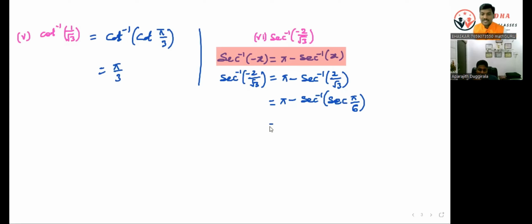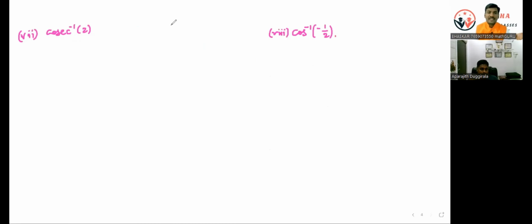Now this pi we write as it is. Secant inverse gets cancelled, so pi by 6. Take the LCM here. LCM is 6 into pi, that is 6 pi. 6 pi minus pi is equal to 5 pi by 6. 5 pi by 6. This is the required solution. Understood?